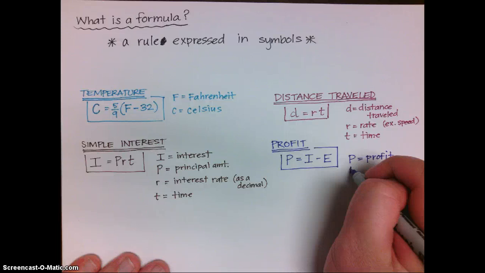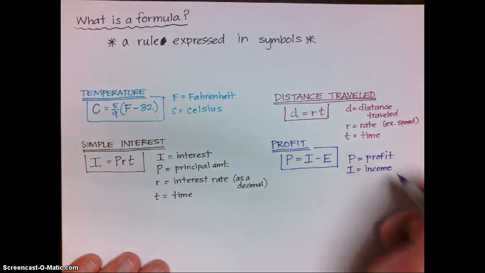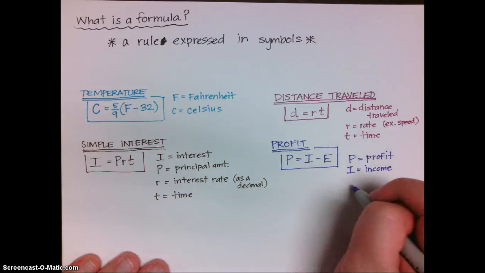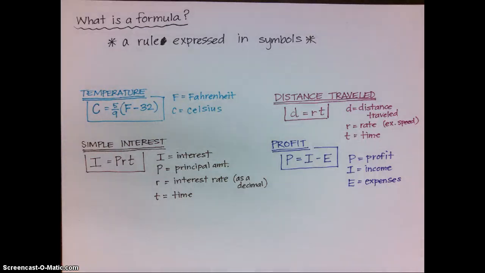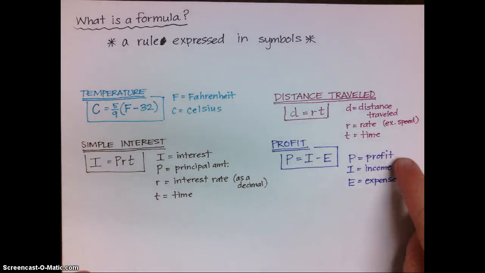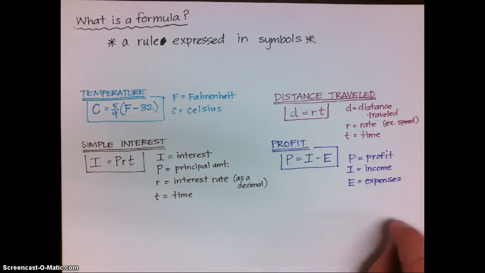Capital I stands for income. So how much money you bring in, maybe if you sold something. And E stands for expenses. This would be really useful for if you had a lemonade stand and you want to find out how much money you made, what's the profit, well, you would calculate how much income you made based on how much you sold, and you would subtract the expenses, how much it costs to buy the lemonade or the water, or any signs that you might have.